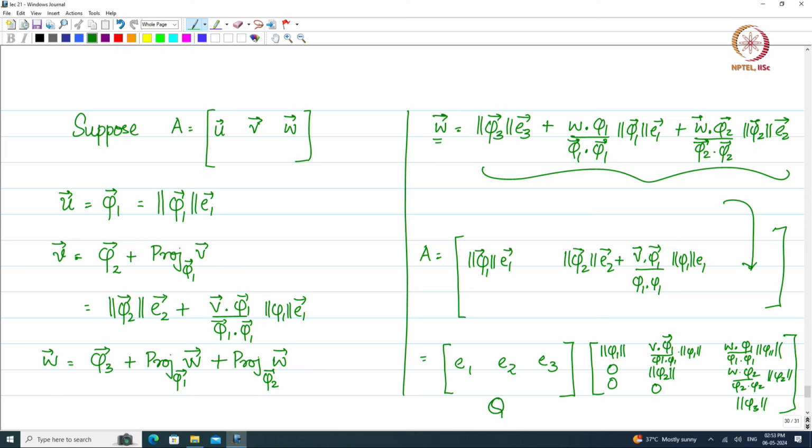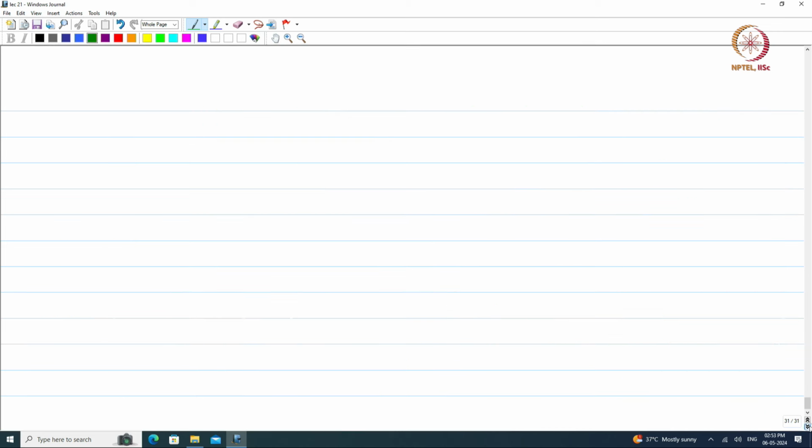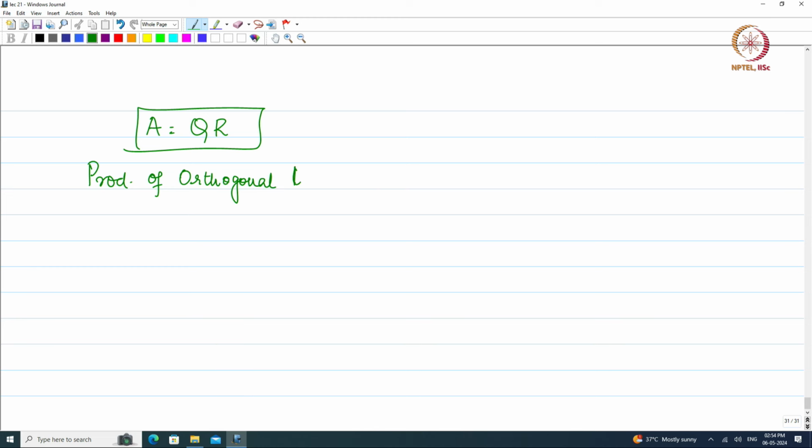So, this matrix is an orthogonal matrix, we call this Q, and this is an upper triangular matrix R. So, we have what is known as A is equal to QR. Basically this is what we call QR factorization, that means the product of an orthogonal matrix and an upper triangular matrix.